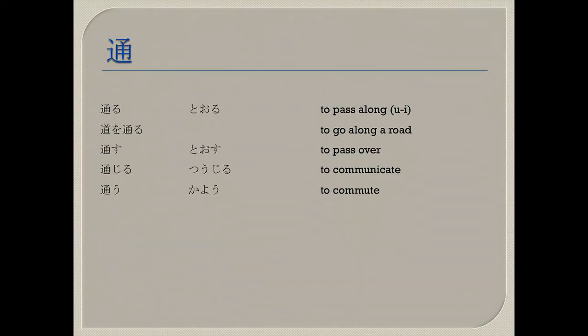This kanji is used in the following vocab items: toru, which means to pass along. Toru is a group verb, so the mas form is torimas. It's also an intransitive verb, and it's used in the expression michi o toru, which means to go along a road. So far we've only used the particle o as a direct object particle in transitive sentences, but there's another o in Japanese which is used with intransitive verbs of motion, which we'll study about.